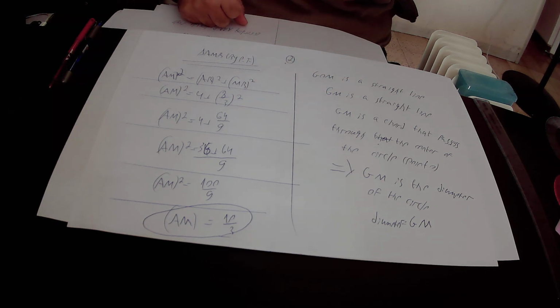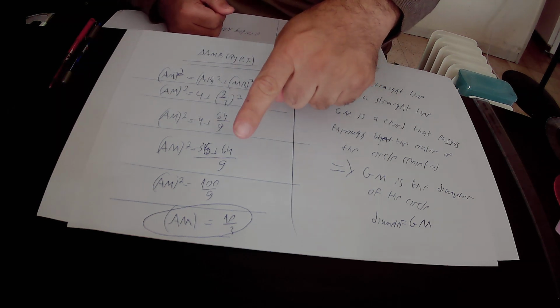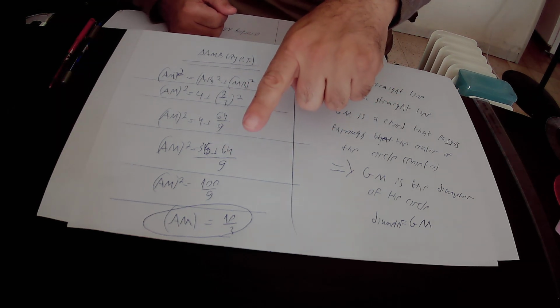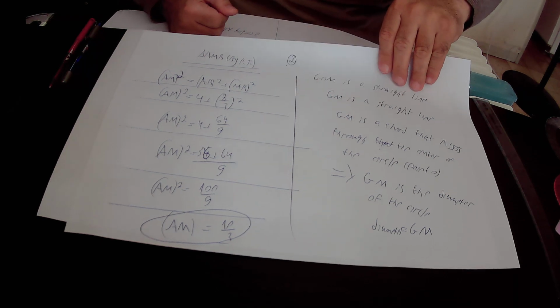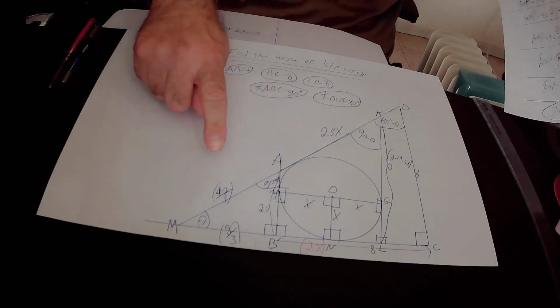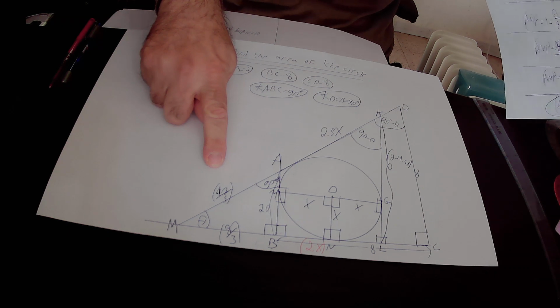We took the square root of this equation and finally found that AM equals the square root of 100, which is 10, over the square root of 9, which is 3. In conclusion, AM equals 10 over 3. Here, AM equals 10 over 3 units.